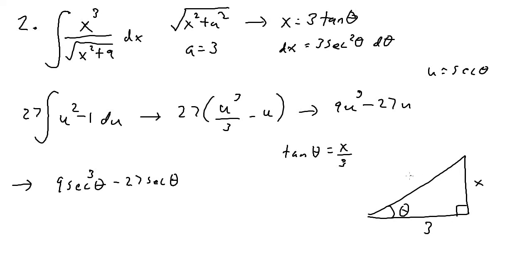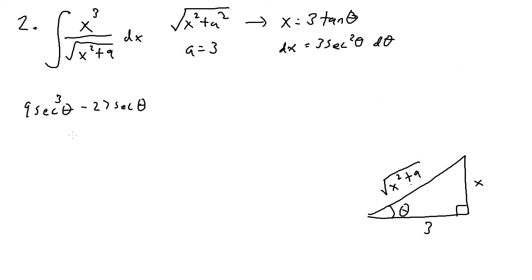Now in order to find what the hypotenuse is, let's just call this c, once again we can use the Pythagorean Theorem. So a squared plus b squared equals c squared. So 3 squared is 9 plus x squared equals the hypotenuse squared, which means that c is going to equal the square root of x squared plus 9. So I'm going to go ahead and rewrite c as the square root of x squared plus 9.